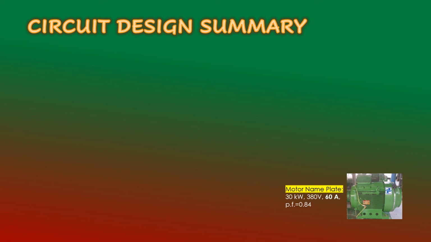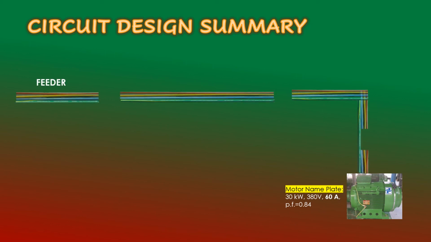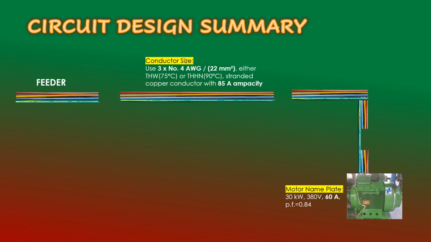Now let us see the circuit design summary so that we will have a clear view in our mind. Motor nameplate 30 kilowatt, 380 volts, 60 ampere, 3 phase, power factor 0.84. This is our feeder and conductors. So we have selected now for the conductor size, use 3 by number 4 American wire gauge or 22 mm squared, either THW or THHN, stranded copper conductor with 85 ampere ampacity.